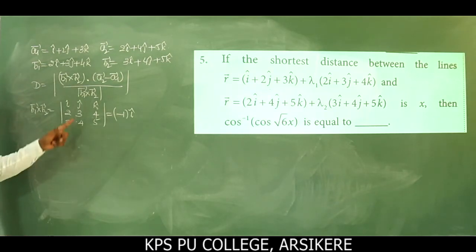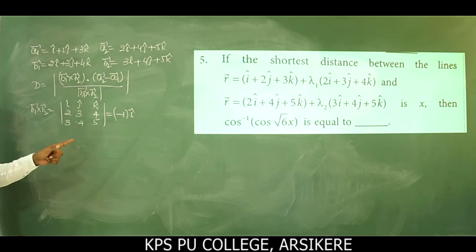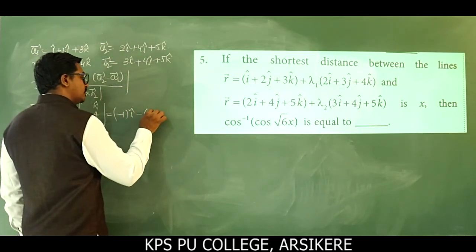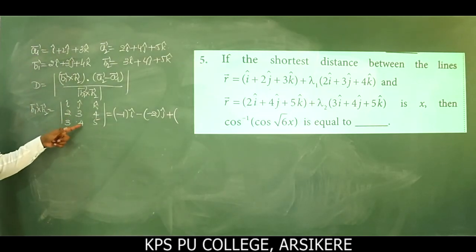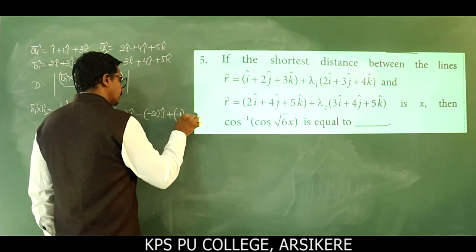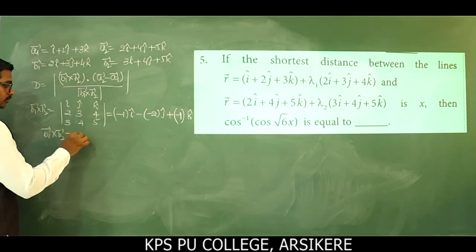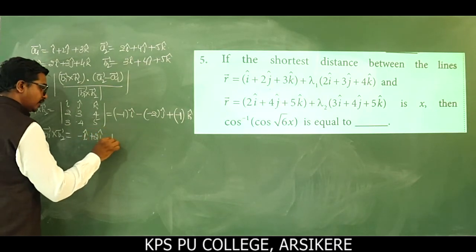So second value, corresponding column 2 into 5 is 10, minus 2 into 4 is 12. 10 minus 12 that becomes minus 2 into j cap. Plus the last one, 2 into 8 is 4 8, minus 3 into 3 is 9. That becomes 8 minus 9, which is minus 1 into k cap. So what we have here: b1 cross b2 is equal to minus i cap plus 2j cap minus k cap.